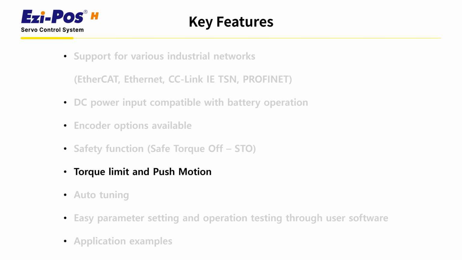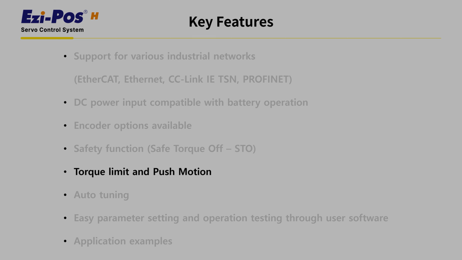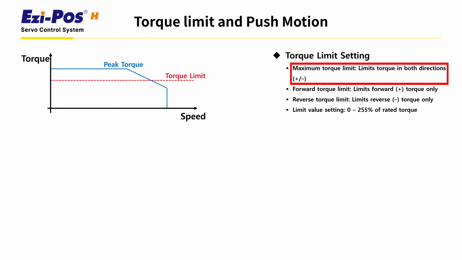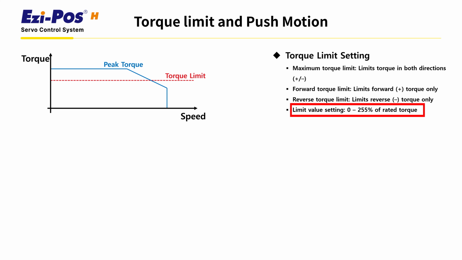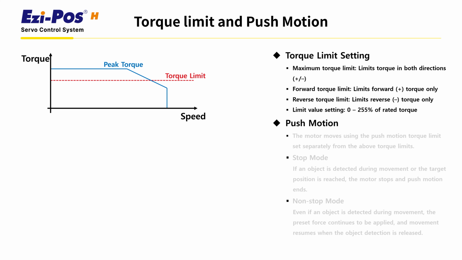Ezi-POS supports torque limiting and push motion functions. Torque limiting restricts the motor torque to a set value. It includes forward torque limit, reverse torque limit, and maximum torque limit, with a setting range of 0 to 255% of the rated torque. Push motion is a special torque control function provided by Ezi-POS.